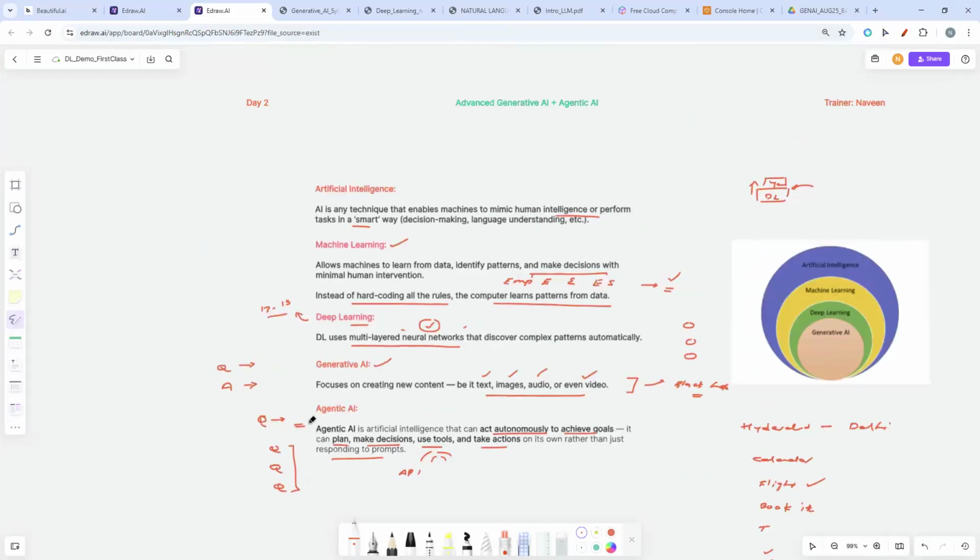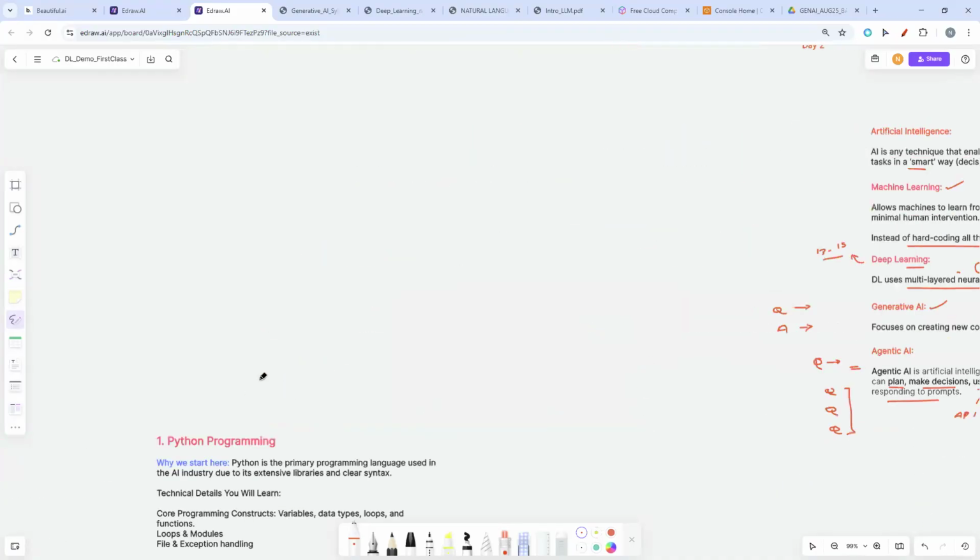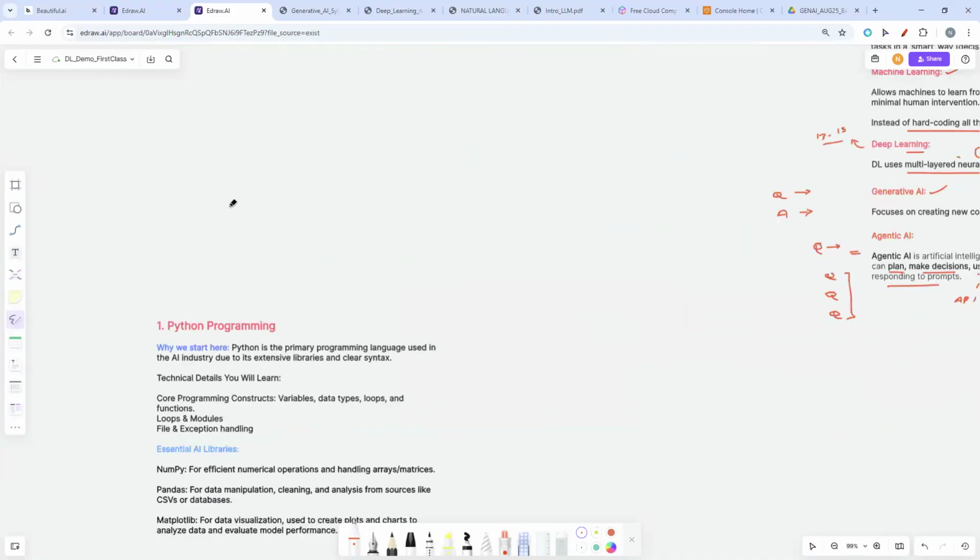Now let us move to the path that you should follow, not only here, wherever you are going to operate with generative AI and agentic AI. You should follow one specified path. So that path is this. Let us understand what that path is and what the sequence is.